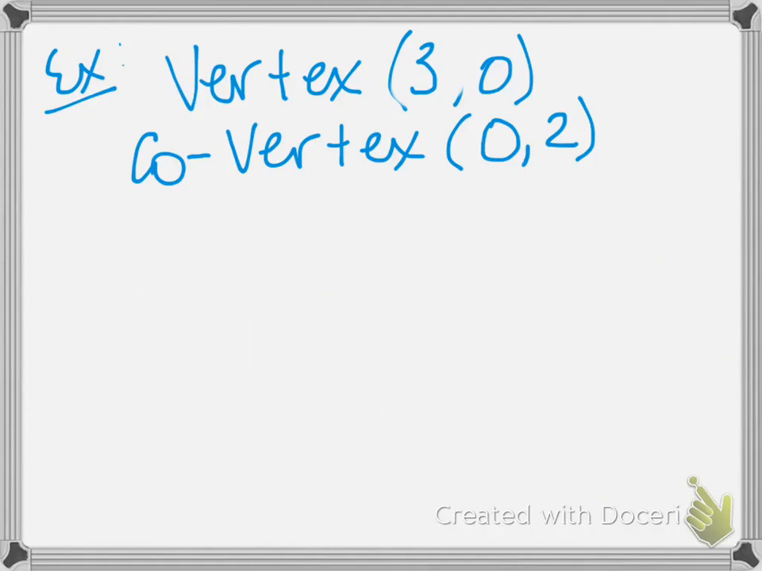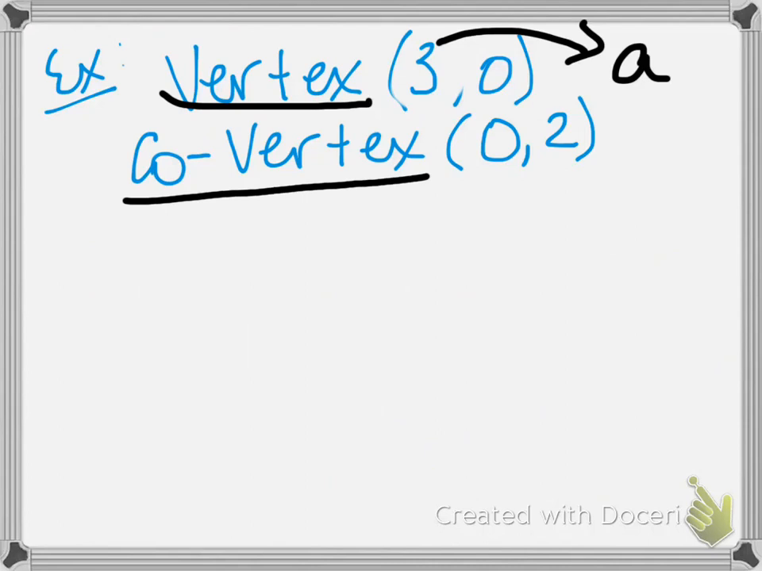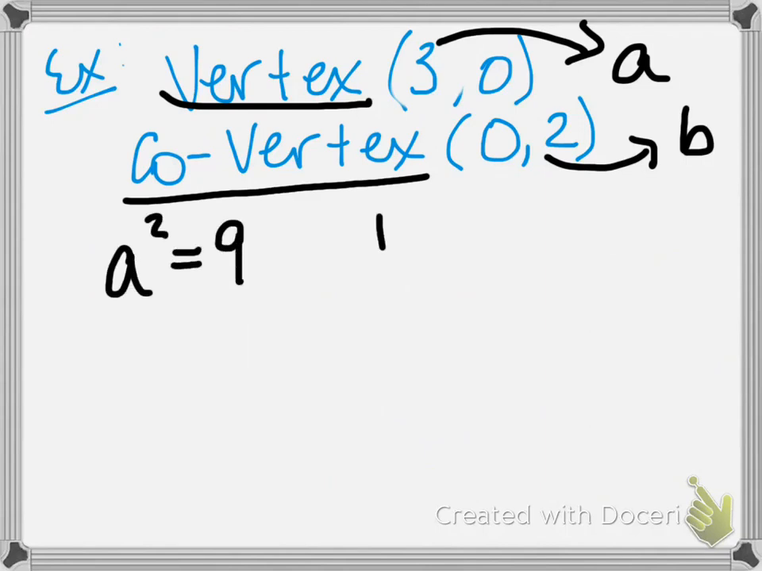Okay, as I was saying, the vertex here is going to be 3, 0, and the co-vertex is going to be 0, 2. This is the information that's been given to us. Now, we haven't really talked about vertex and co-vertex, but the vertex is the bigger number, and so it's going to be A, and the co-vertex is the smaller number, so it's going to be B. If my A is 3, that means A squared is going to be 9. If my B is 2, that means B squared is going to be 4.